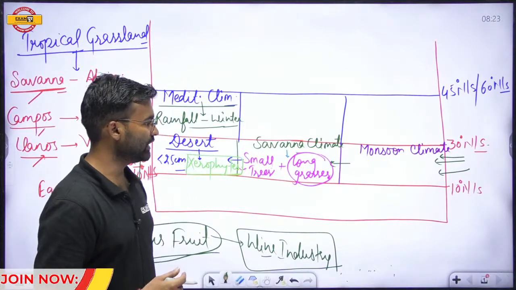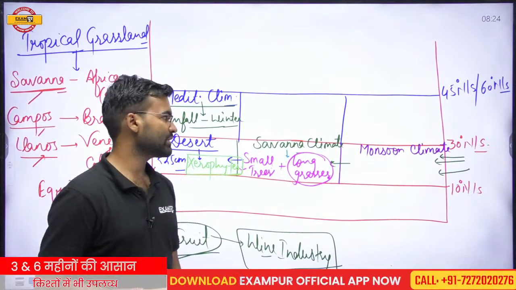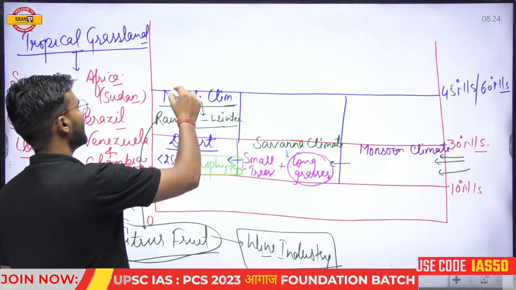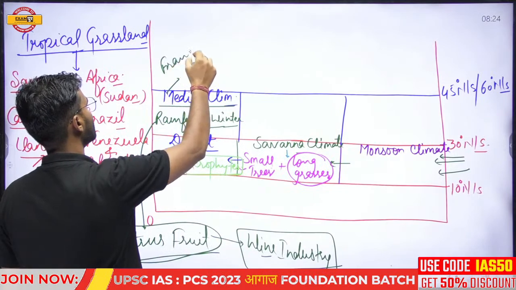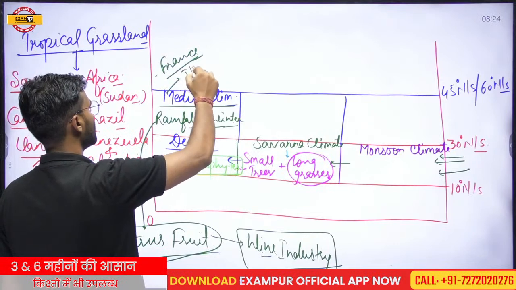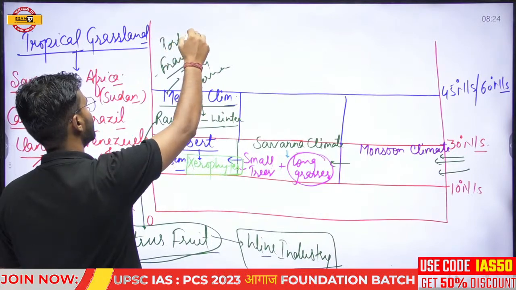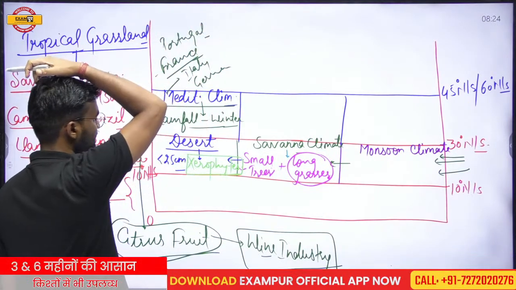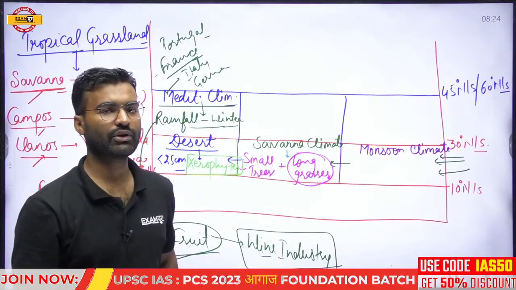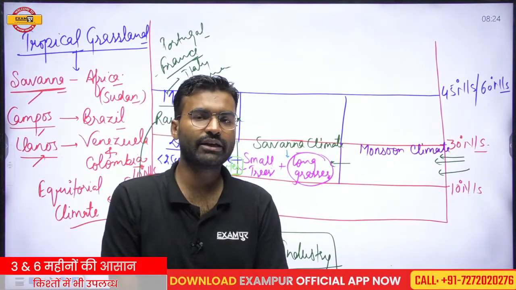So the world's most famous wine industries are located in the Mediterranean climatic zone, and we can take the example of countries like France. Champagne, one of the best brands, is from France. Italy, Germany, Portugal. These are the countries where the Mediterranean climatic zone is found. And in America, you can say California. In South Africa, some section also experiences the Mediterranean climatic zone.